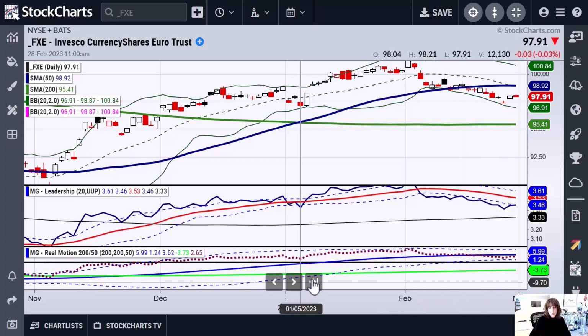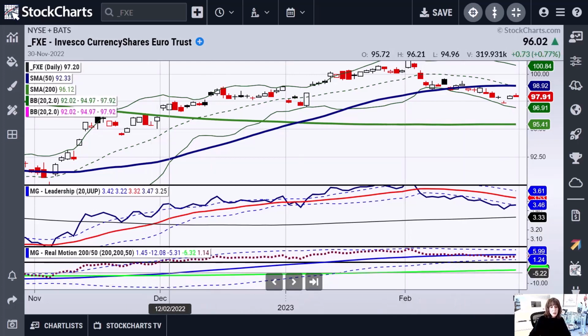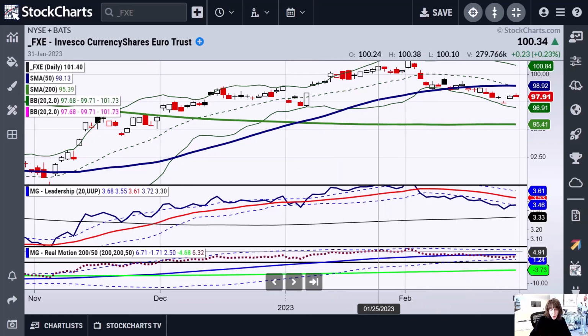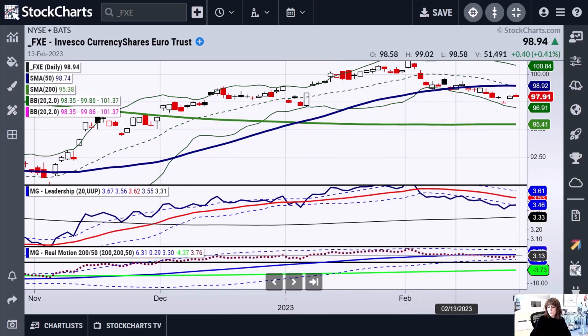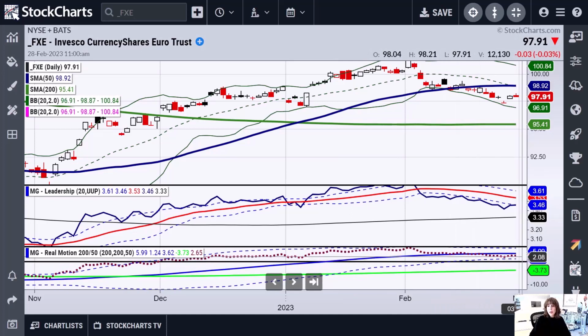What is interesting is that we did have a golden cross in momentum where the 50-day crossed over the 200-day. And we were trading very well up to the Bollinger Band resistance, holding the 50-day moving average for a bit. And now, of course, you can see that that momentum has declined.